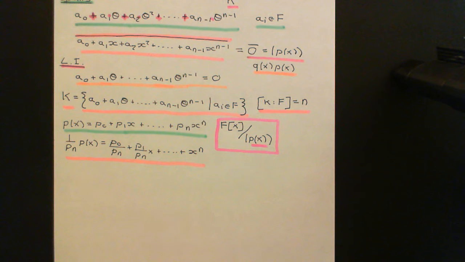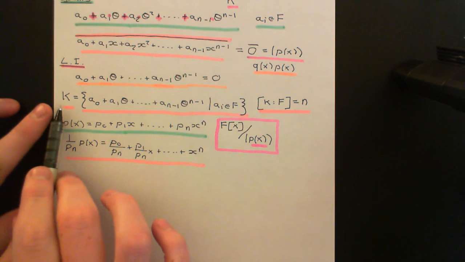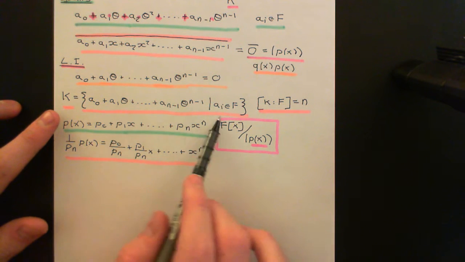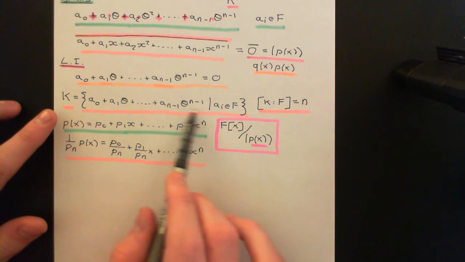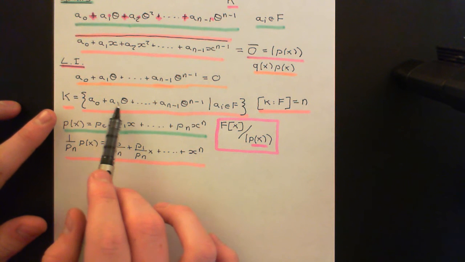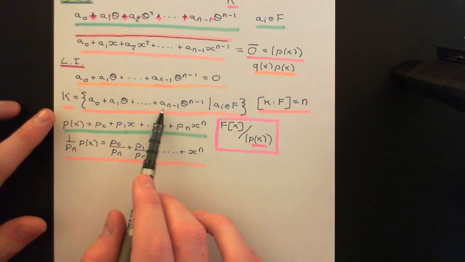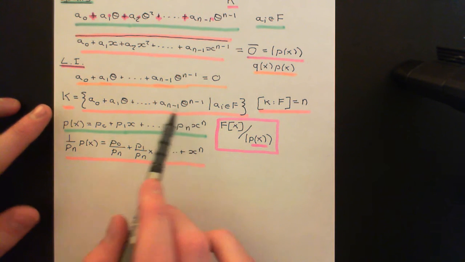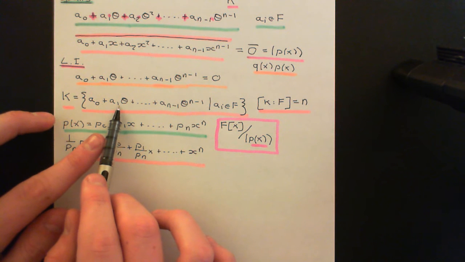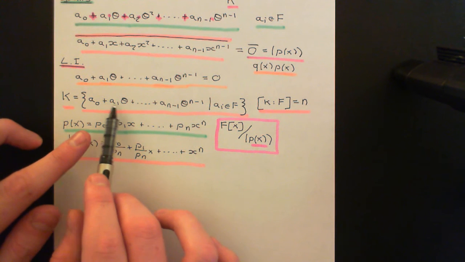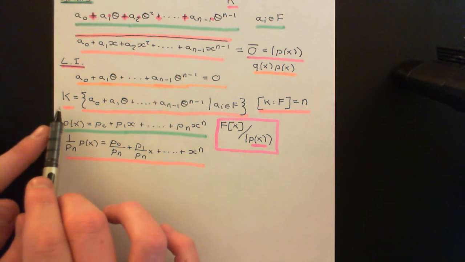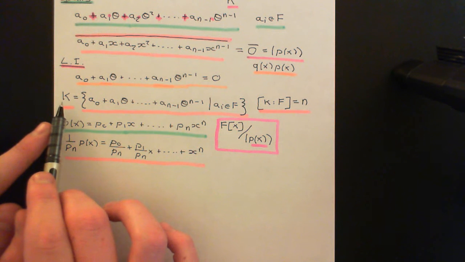Okay, so now let's go on to what I said we were going to do in this video, which is exploring addition and multiplication in our field extension. We've now seen that all of the elements of our field extension K consist of things of this form: a0 plus a1 theta plus all the way up to an minus 1 theta to the n minus 1. And remember, the additions and multiplications here are all just additions and multiplications in the field capital K.